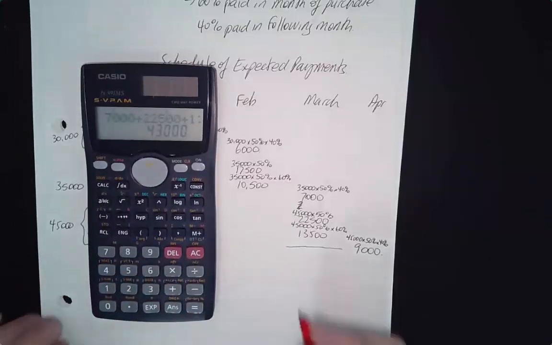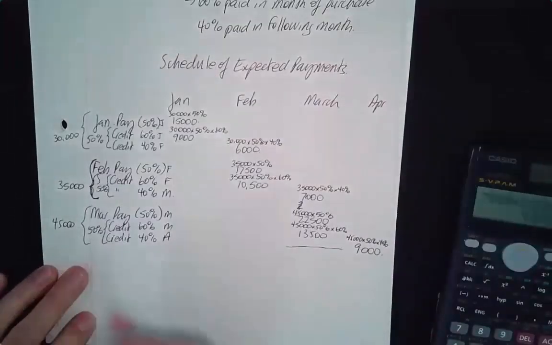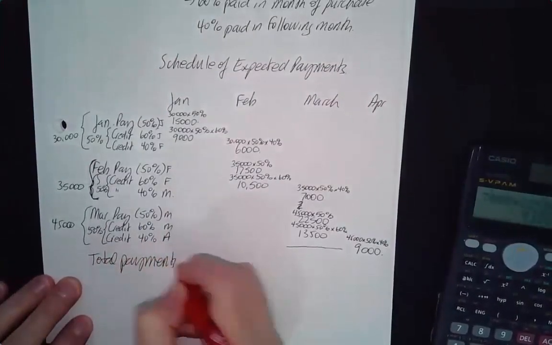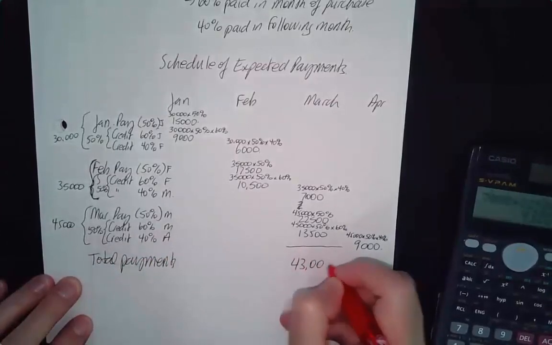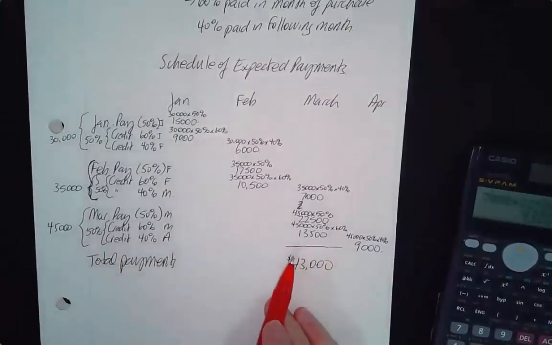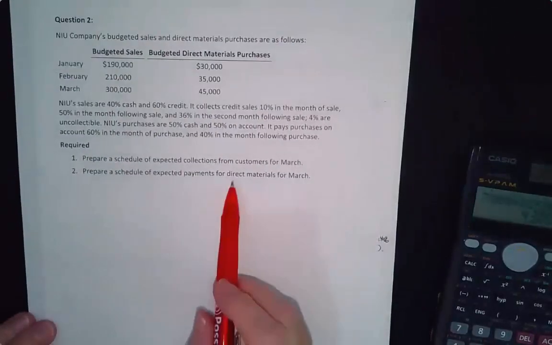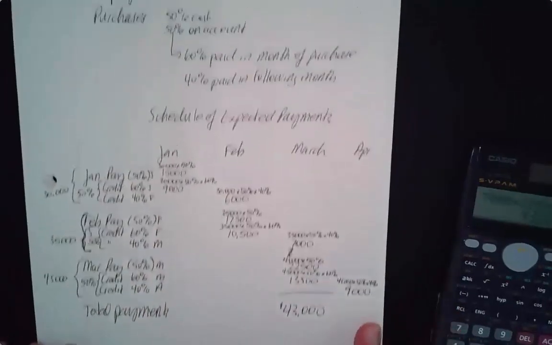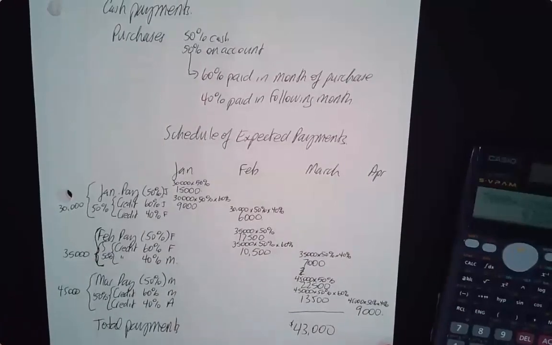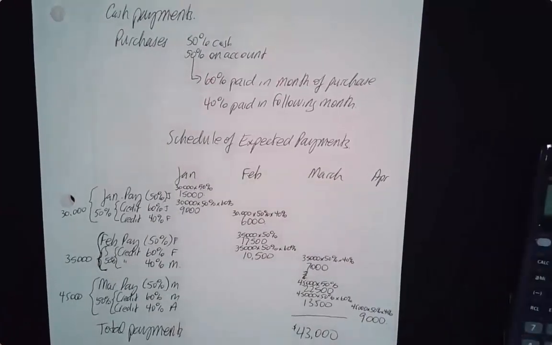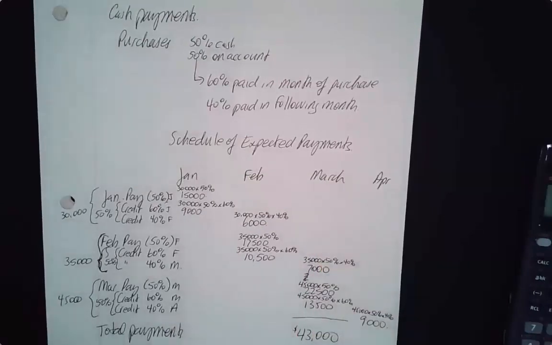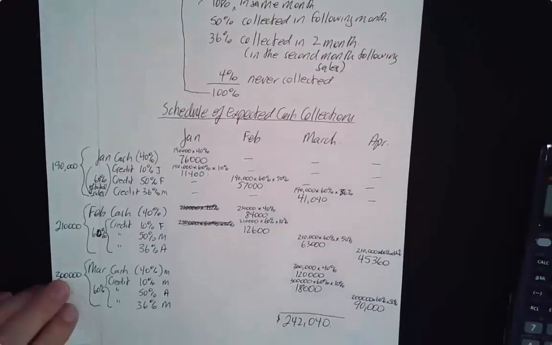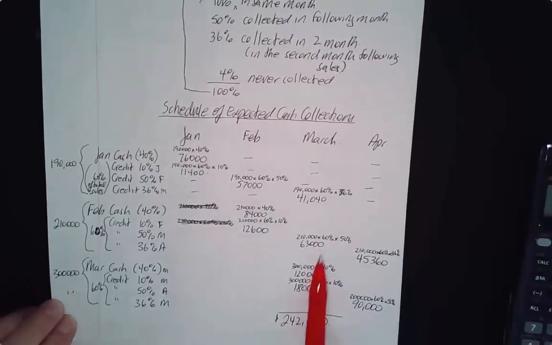So the total disbursements are $43,000. So total payments is $43,000 just for the direct materials, right? Just for direct materials for March. That's it. So we can see we now have the total cash disbursements, there we go, for the month of March, and we have the total cash collections. Wait a minute, let me go down. There, total cash collections for the month of March.